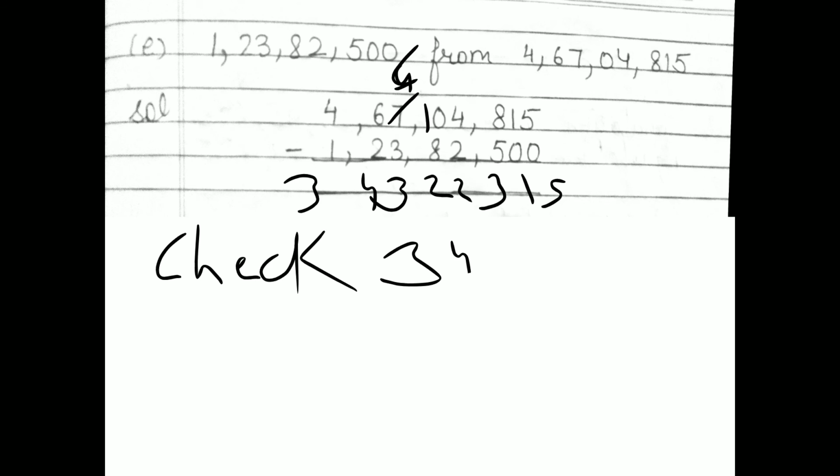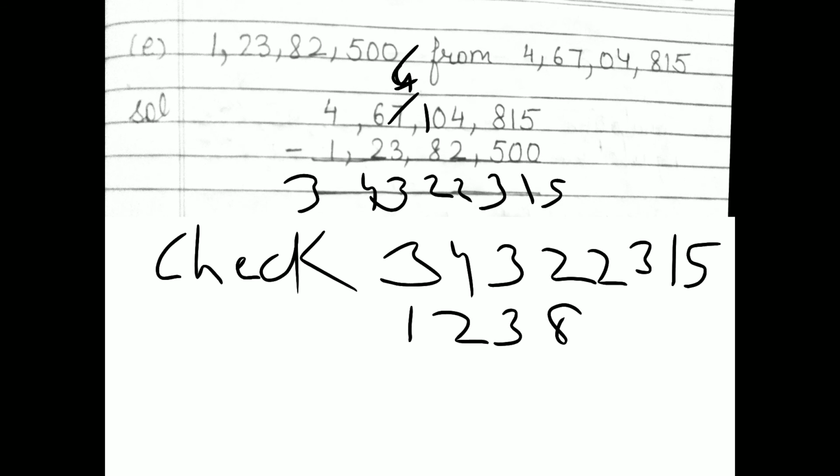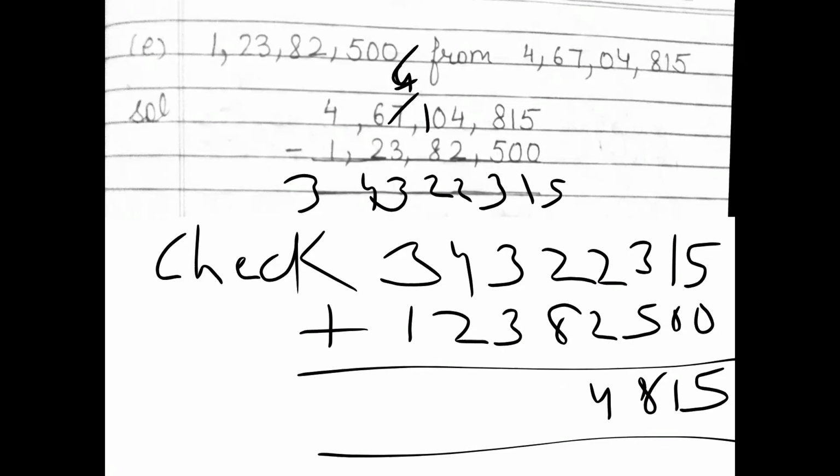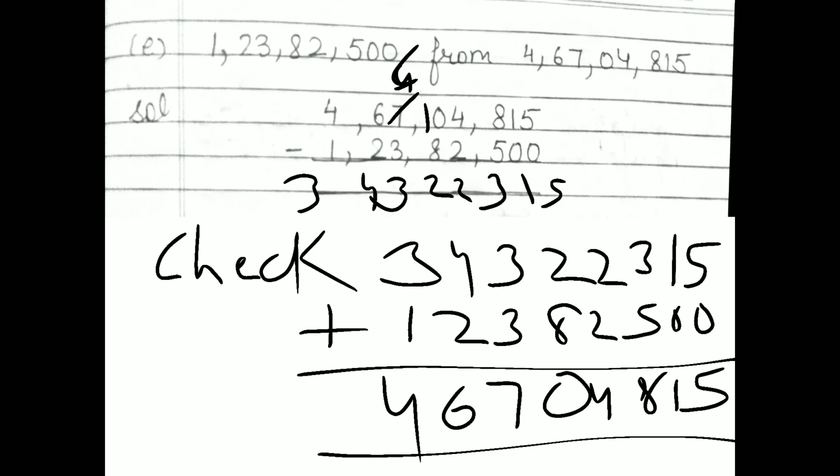3, 4, 3, 2, 2, 3, 1 5. Then the second number is 1 2 3 8 2 5 0 0. And what we have to do? Plus them. The answer is 5 1 8 4 10 7 6 4. So the same answer is coming, so it means our answer is correct.